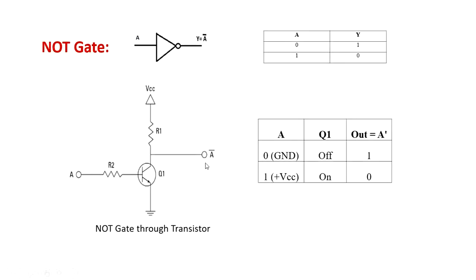Now coming to the NOT gate. For the NOT gate or inverter, we are using one transistor. So when A is high, this transistor will work as a switch. It will be a closed switch, so this output will be 0. When you are applying high, it is giving low. And when you are giving low, that means this will be off, and the output will be equal to VCC.